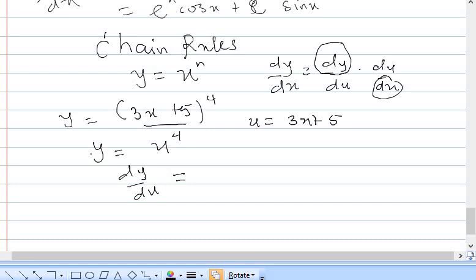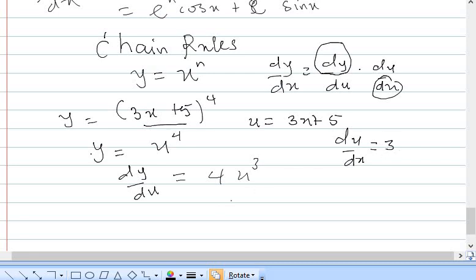So the derivative of y with respect to u will be 4u to the power of 4 minus 1, which is 3. So we have this, that's 4u power 3, and that's dy by du. Then the other one, du by dx. Since u consists of the variable x, we find du with respect to x, which is equal to the derivative of this, just 3, and the derivative of 5 is 0.